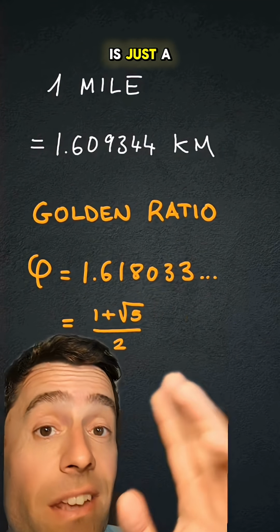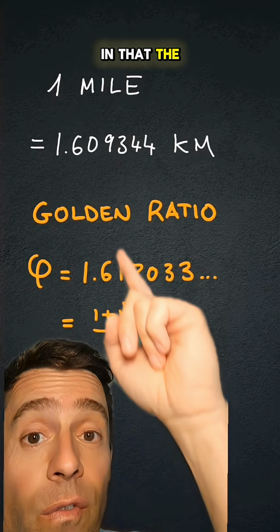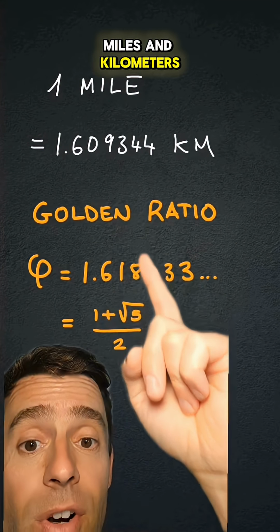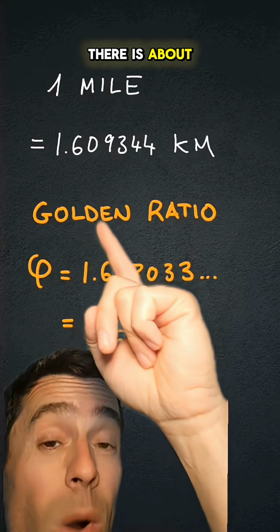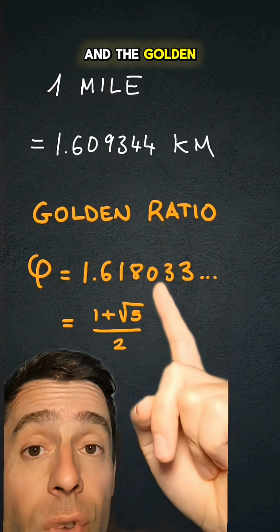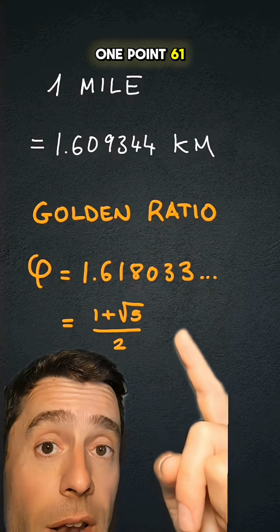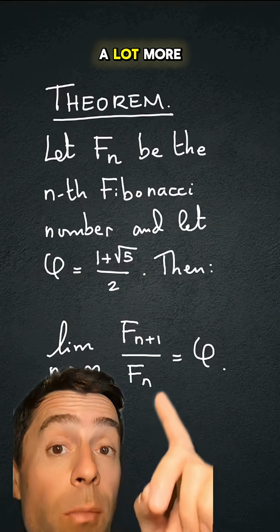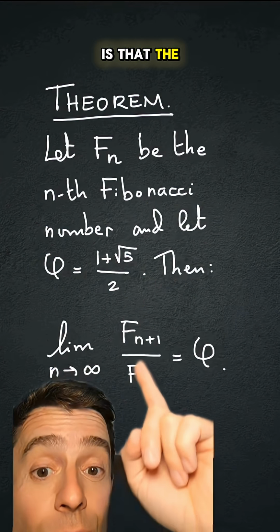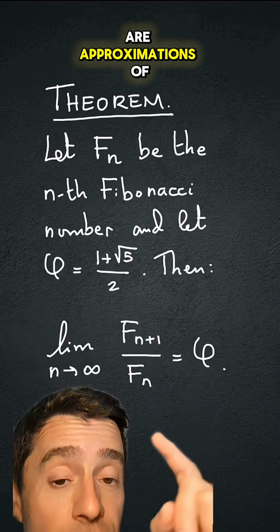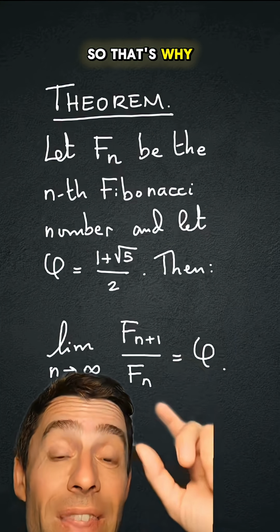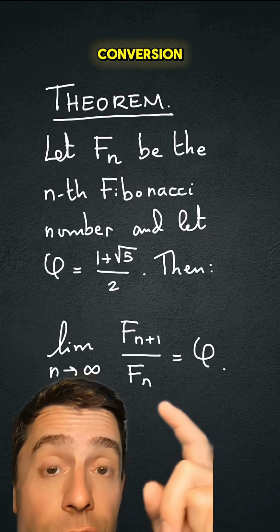The first one is just a numerical coincidence in that the conversion rate between miles and kilometers is very close to the golden ratio. In 1 mile, there is about 1.61 kilometers, and the golden ratio is about 1.61. And the second reason, which is a lot more interesting, is that the ratio of consecutive Fibonacci numbers are approximations of the golden ratio, so that's why they can be used in that conversion.